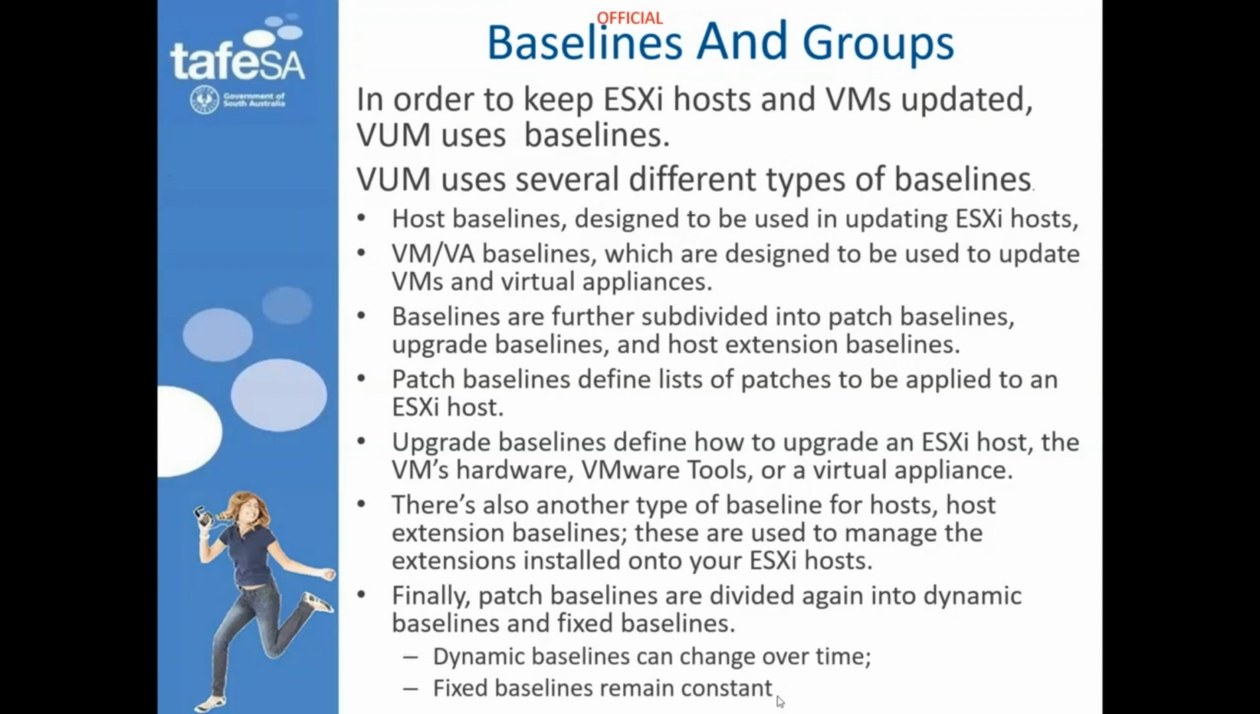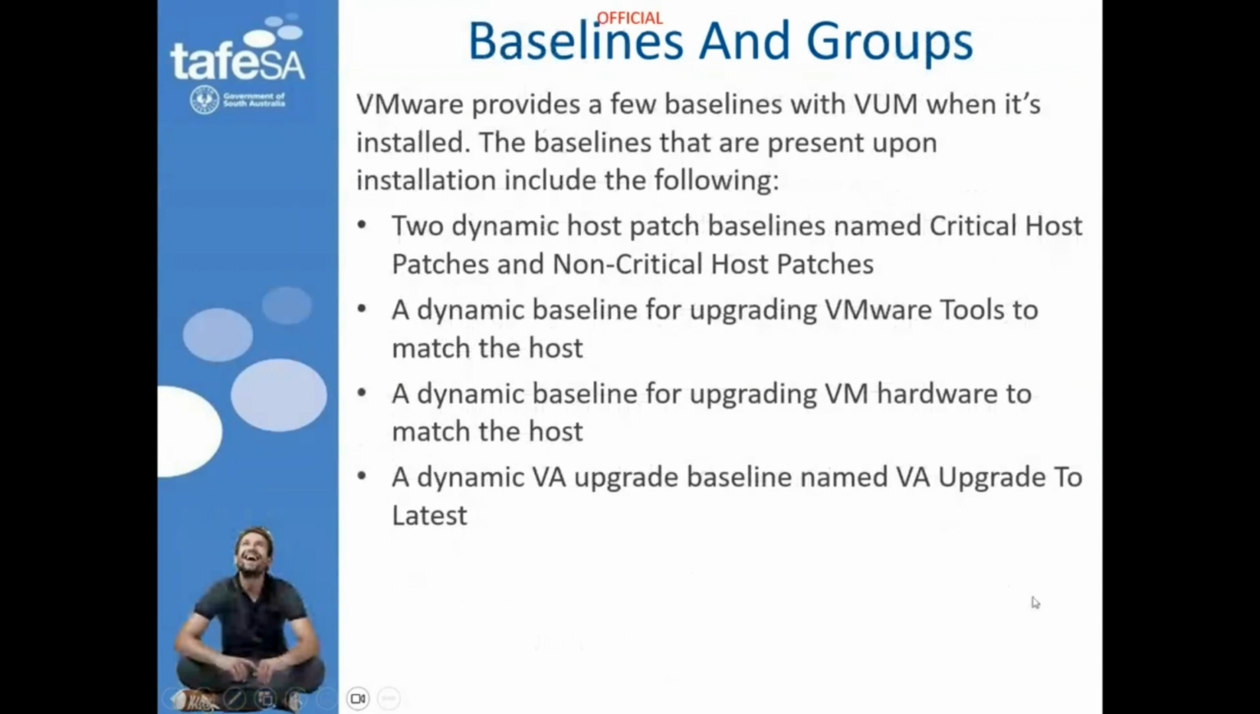There's no other type of baselines for hosts. Host extension baselines are used for managing extensions installed onto ESXi hosts. Patch baselines are divided into, again, two types. There's dynamic, which is basically constantly checking what is the latest. And there's fixed baselines, which is basically you saying, hey, I want these ones and only these ones on my host. They remain constant. But the dynamic ones are always getting the latest ones and applying them, which is probably the one we should be using.